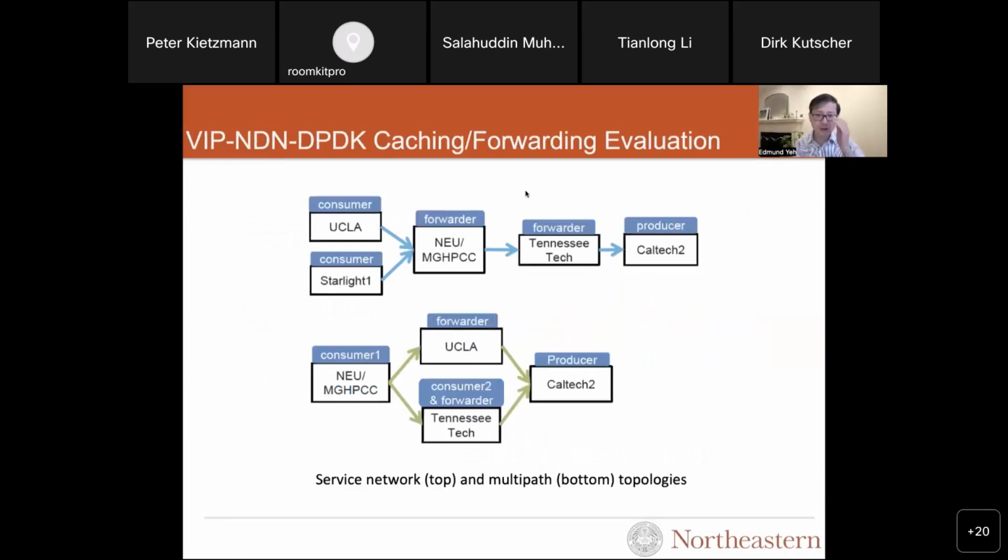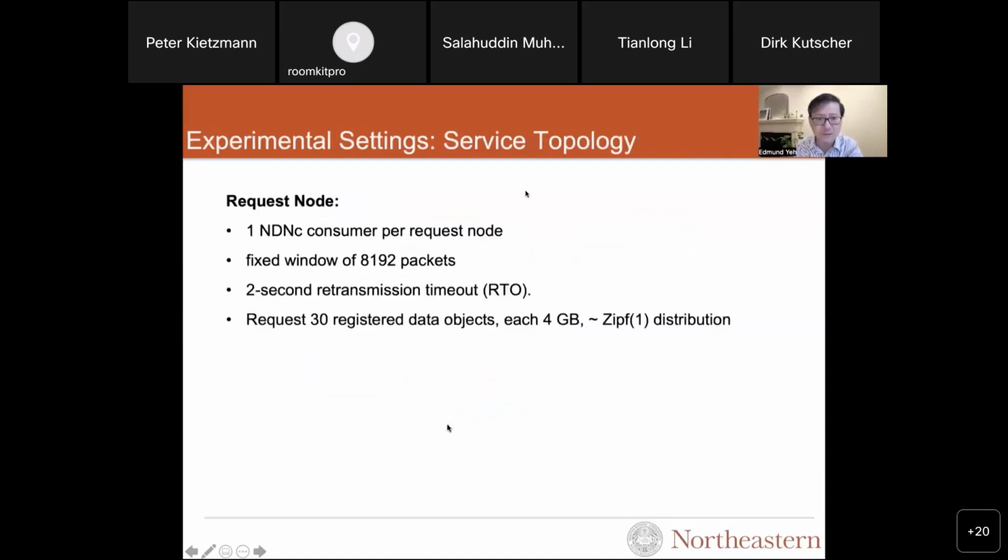Now, the next thing we're going to evaluate is the caching forwarding performance, and we're going to look at two different topologies here. The first one is a service network topology with 2 consumers, 2 forwarders and a producer here. This second one is a multi-path topology with 2 consumers here in Northeastern, Tennessee Tech, and forwarders here in UCLA and Tennessee Tech. So here we have 2 different paths we could take, and here we have only 1 path. So here primarily we're going to test caching. Here we're going to do joint forwarding and caching.